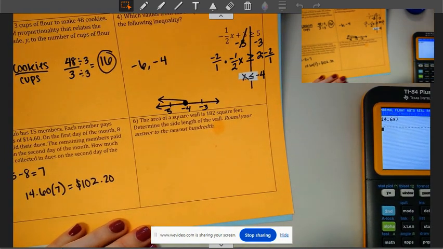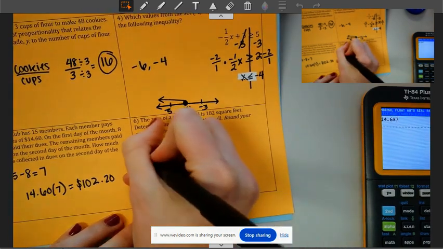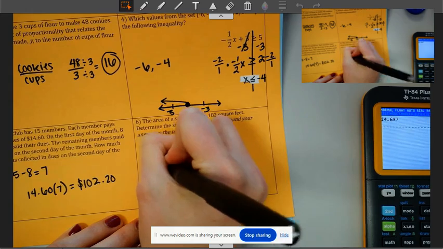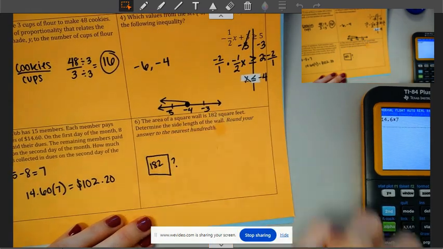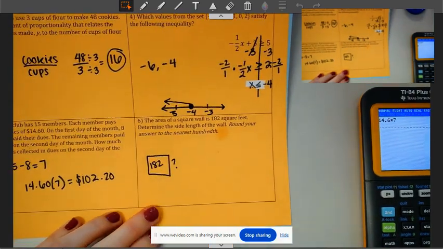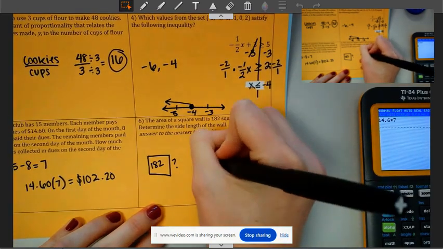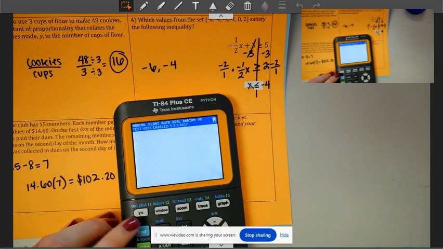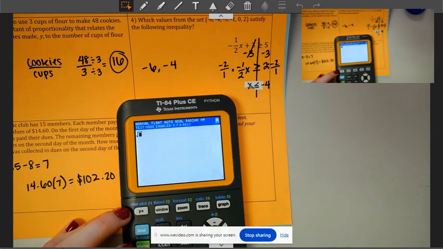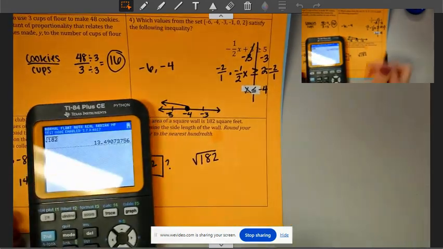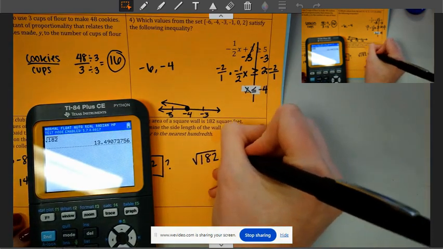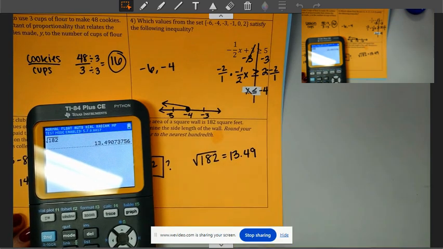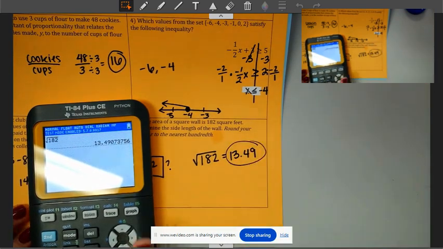Number 6, the area of a square wall is 182 square feet. Determine the side length of the wall. So when we are talking about walls here, 182 is the area, and I'm looking for the side length. Well, when you're given the area of the square, to find the side length, you're going to simply do the square root. So in this case, I'm going to do the square root of 182. So second x squared, 182. So that's 13.490, and it said to round to the hundredths, so 0 would leave that the same. So 13.49.